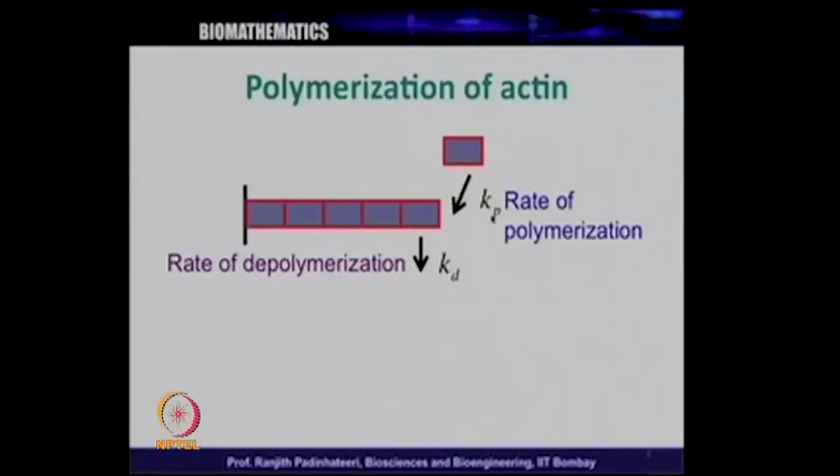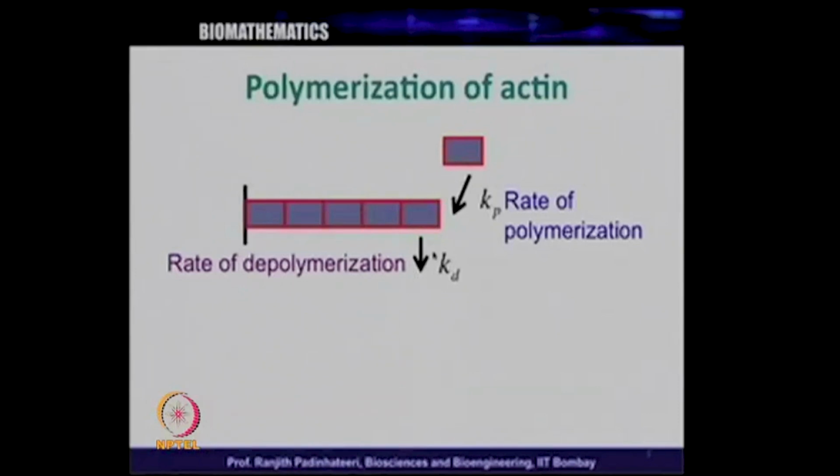So what does it mean? Rate means events per second. So rate is something like 1 over time, per second. Kp is 10 per second means 10 monomers, 10 units, will be added per second. And Kd is, let us say, 5 per second. That means that 5 monomers will on average be removed every second.